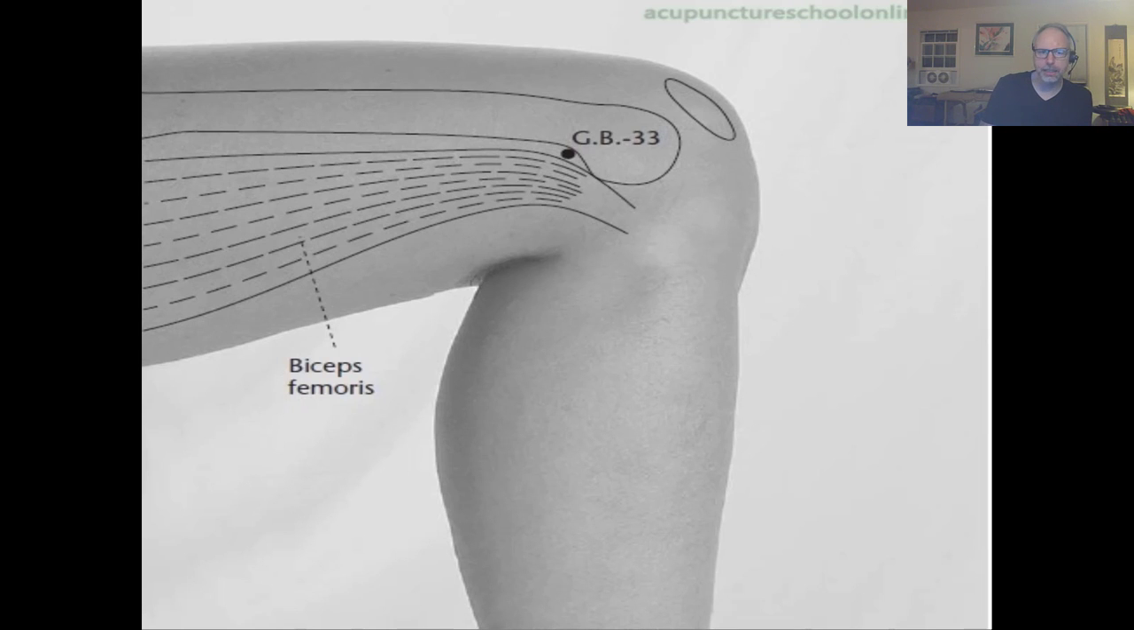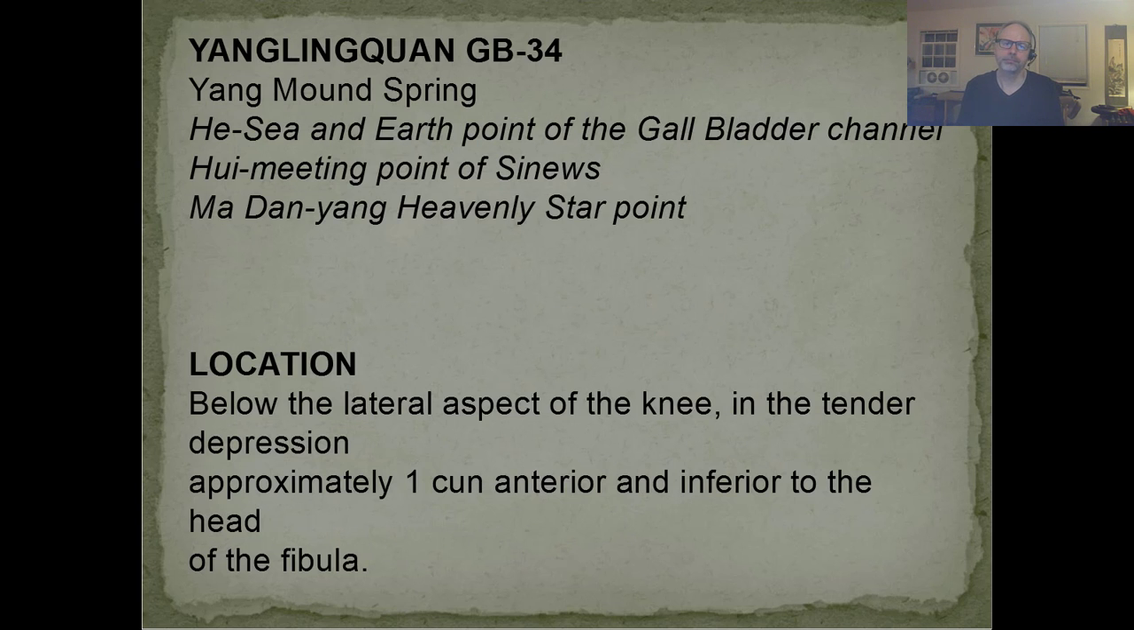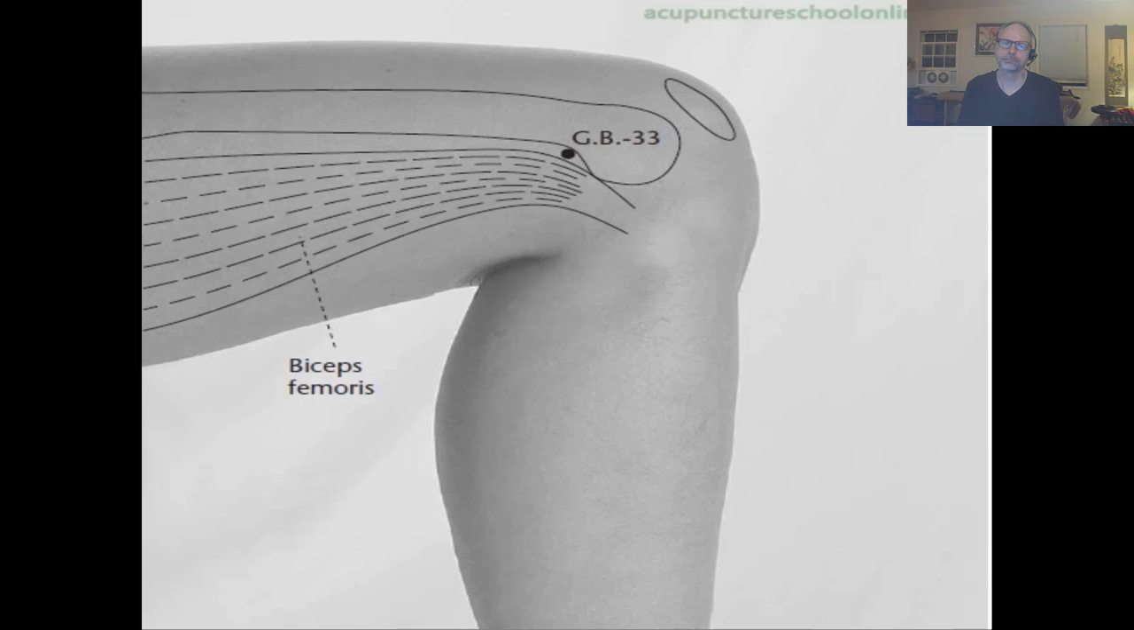And so what I did was I gave you a visual, but then when you go to the next slide, I gave you a location note. So basically what you want to do is palpate slightly above the knee joint. Run a finger down the lateral aspect of the thigh in the groove between the femur and the tendon of biceps femoris until the finger falls into the depression just proximal to the lateral epicondyle of the femur, which is that.